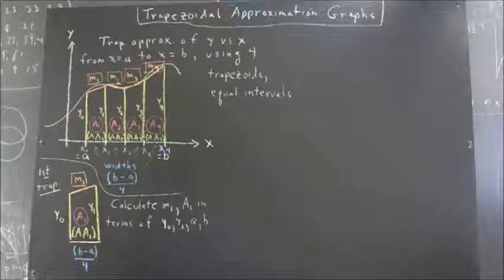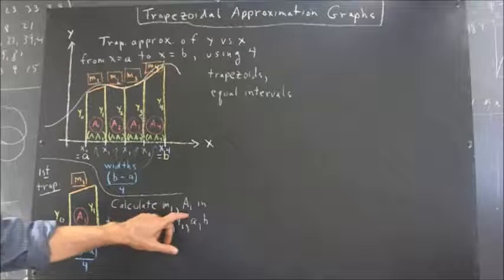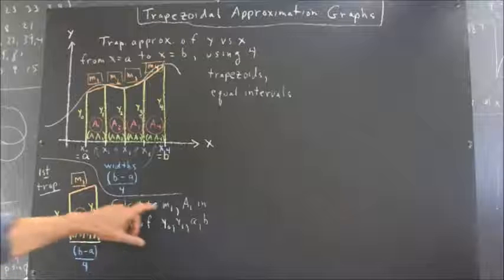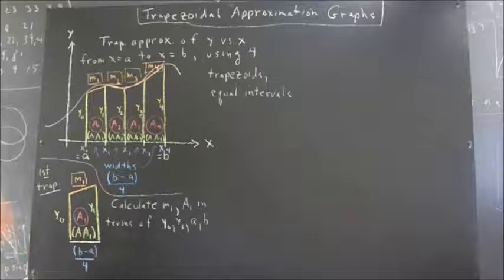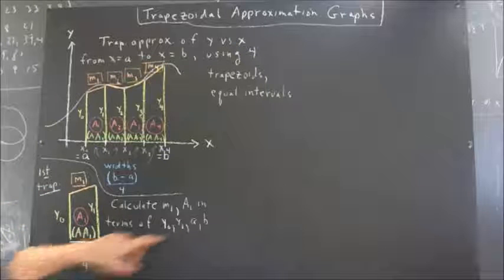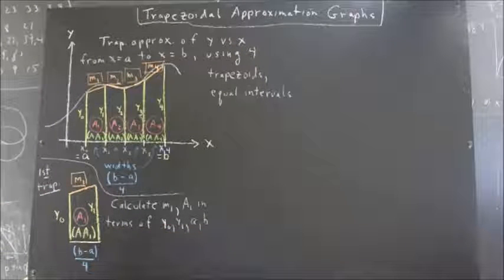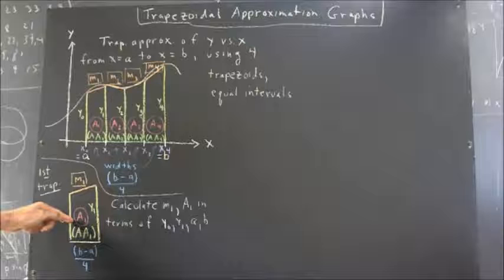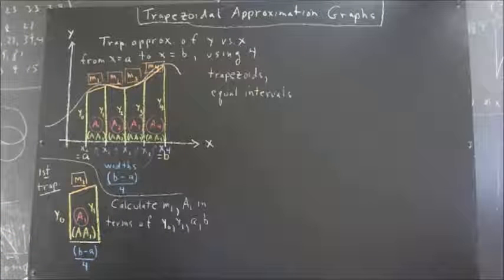So now our task is to calculate first M1 and A1. We're not going to worry about accumulated area just yet, but M1 and A1 in terms of what we know, which is y0, y1, and the values of a and b. So how are we going to calculate M1? What's M1 going to equal? And then what's A1 going to equal? Well, I'm going to write these down and briefly discuss them, but see if you can get those before I do.